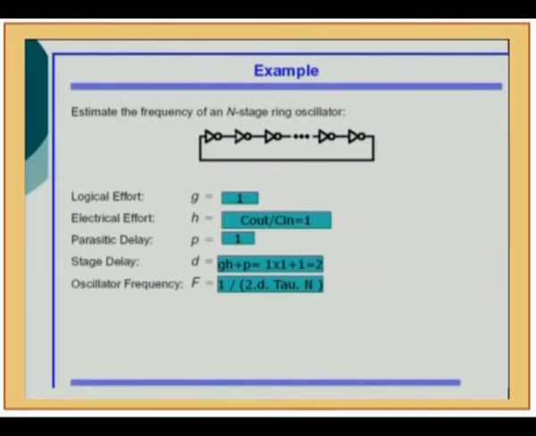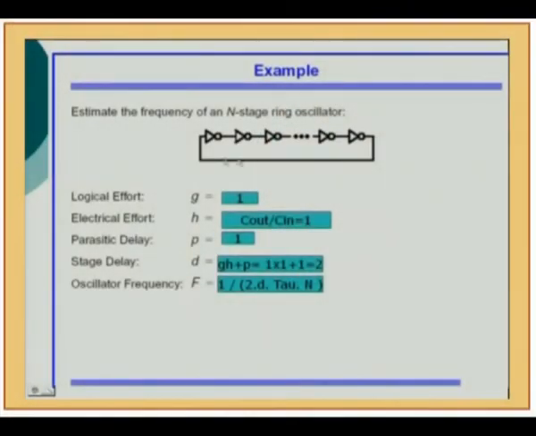Now we know what the electrical effort is. Electrical effort H is defined by C out by C in. Each inverter is driving an equivalent inverter and there is no change in the capacitance from input to output. So H is C out by C in, which is 1 for each. C out is the same as C in. The load for this is this, but the input is here, so the input to output ratio is 1. We say the inverter has a parasitic delay of 1 unit.